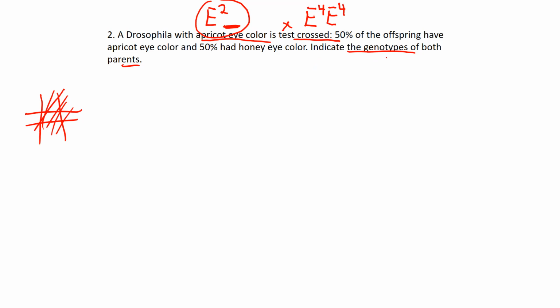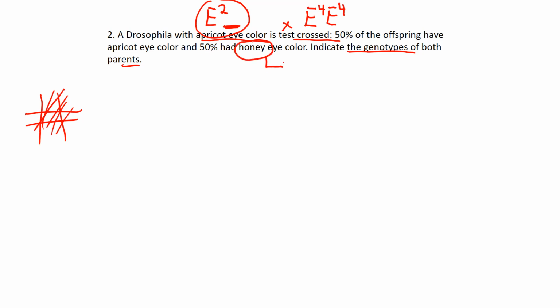Okay, now they say indicate the genotypes of both parents, can't do the Punnett square. So what we're going to do, if you remember those steps, is go look for offspring. And we're not just looking for any old offspring, we're looking for recessive offspring. So what we're looking for is if there's any white offspring. Unfortunately, in this particular question, there isn't. But we do see that there's some honey offspring.